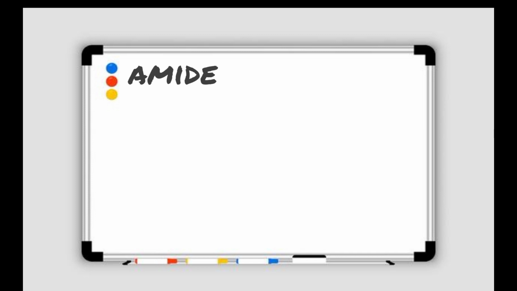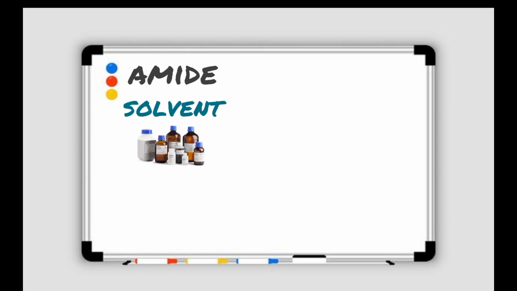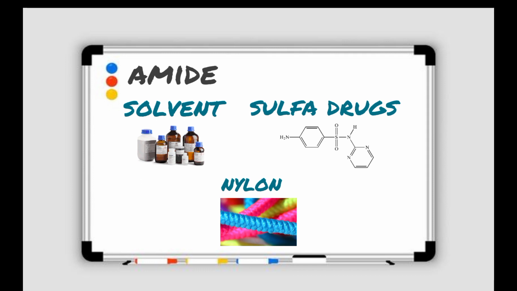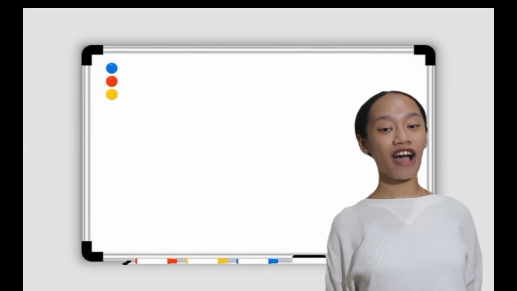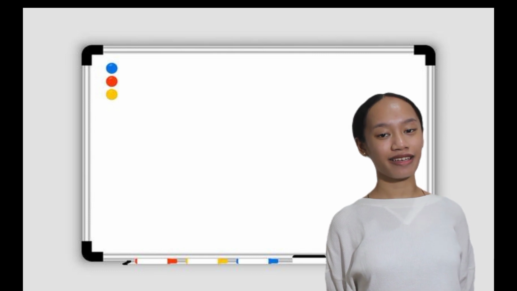Acetamide or ethanamide and dimethylformamide, which is used as a solvent, sulfa drugs, and nylons, are among the commercially important amides. The last functional group to be tackled today is esters.